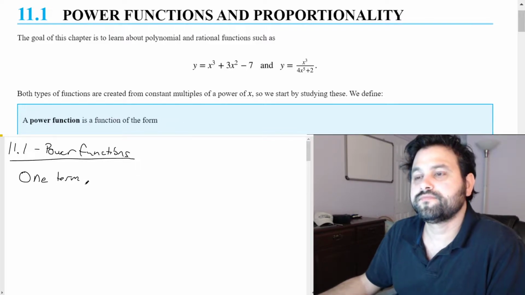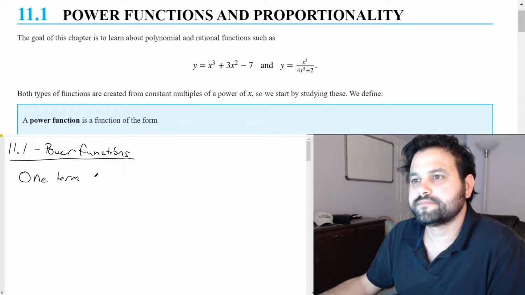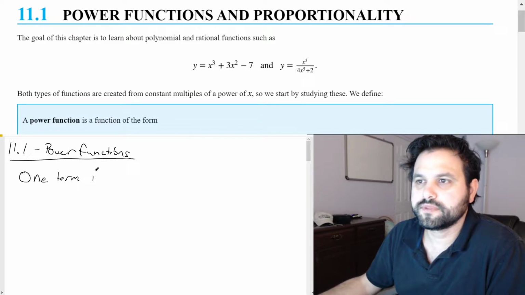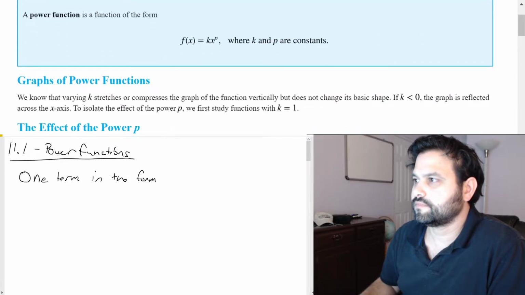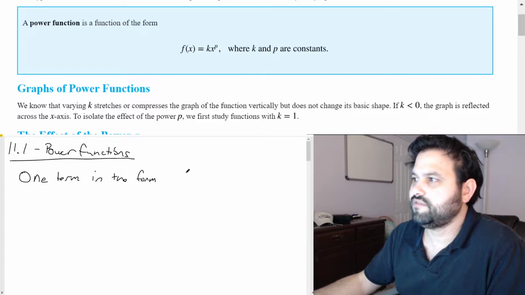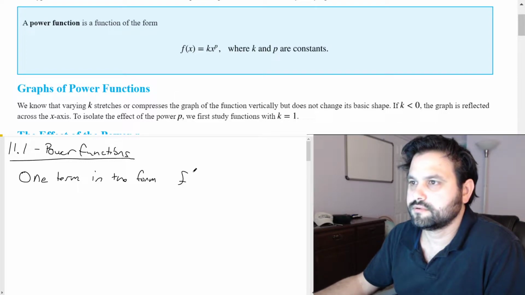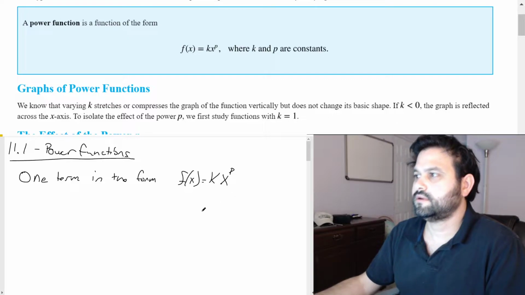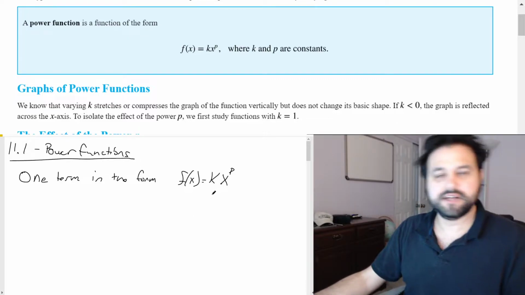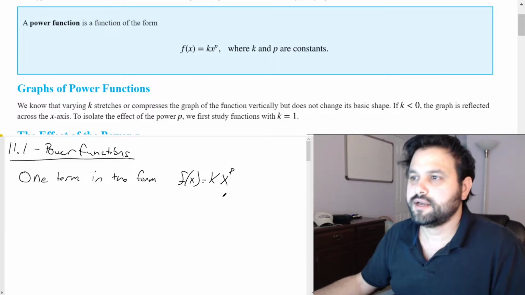One term where, let me just give you the form. So it's one term in the form f of x equals kx to the p. Okay, so k and p are constant values. Those are just really any numbers. But the important part of this form is that the variable is going to be your base.